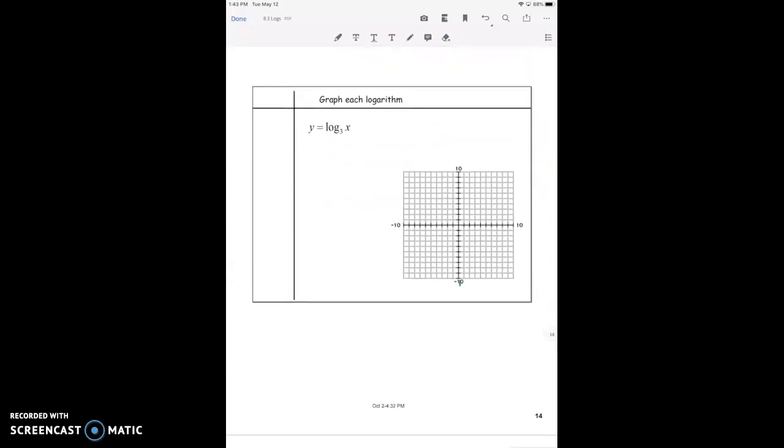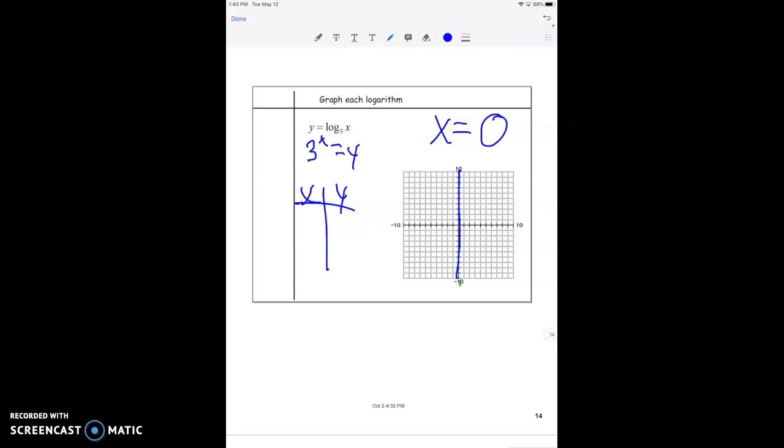Same process for the next one. First step, always identify where your asymptote is or where your shift is, depending on what we're doing. But right now, it's just asymptotes. In this case, my asymptote again happens at 0, so I draw that down. I'm going to make my little chart again and flip-flop my x and my y. Again, 0, 1, 2. Plugging in 0 gives me 1, plugging in 1 gives me 3, plugging in 2 gives me 9.